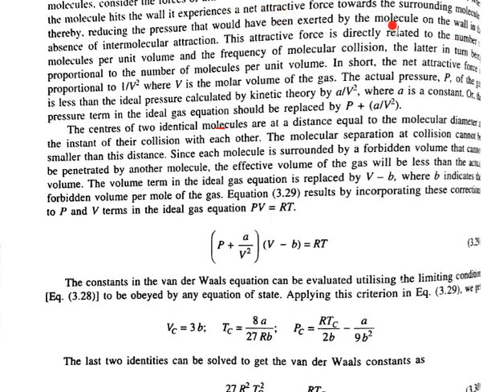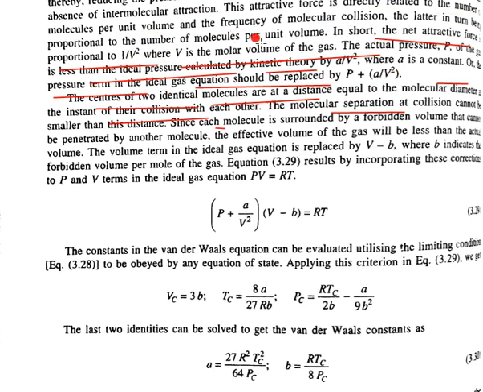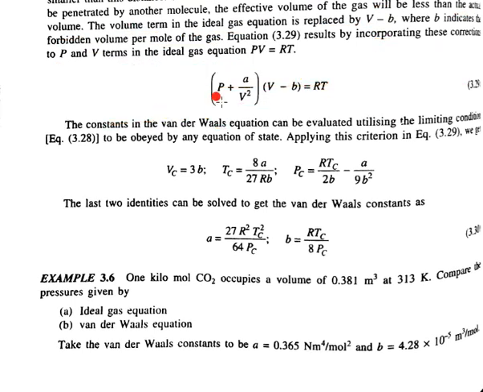The attractive force is directly related to the number of molecules per unit volume and the frequency of molecular collisions. The latter is proportional to the number of molecules per unit volume. In short, the net attractive force is proportional to 1 upon V square, where V is the molar volume of the gas. The actual pressure P of the gas is less than the ideal pressure calculated by kinetic theory by A by V square, where A is a constant, so the pressure term in the ideal gas equation should be replaced by P plus A upon V square. P plus A upon V square into V minus B equal to RT.